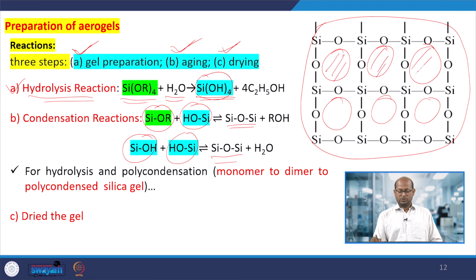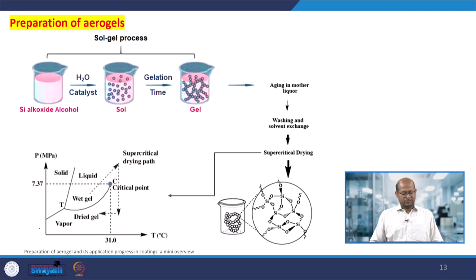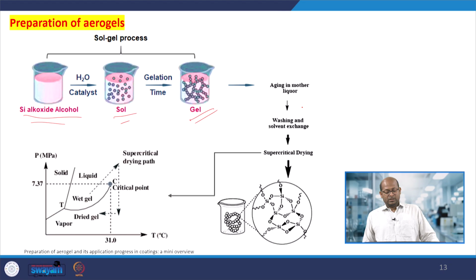Here the pores are developed, and they are filled with the solvents, the liquids that we have taken, and after that we have to remove them by drying methods. So here is the step by step method. Initially you take the precursors, then solution formation, and then by slow, gradual evaporation of the solvents we get gels, and then aging, washing, solvent exchange, and then supercritical drying, which is the very crucial step.